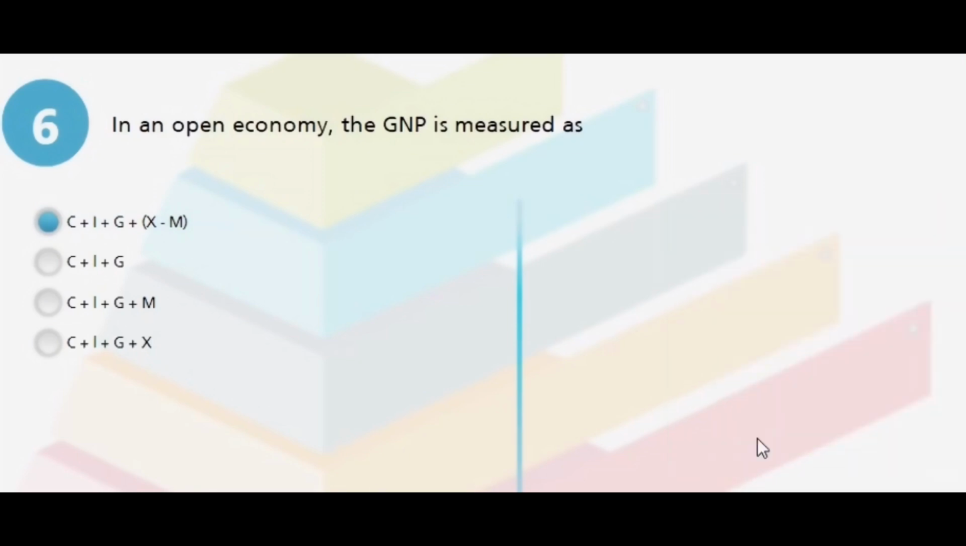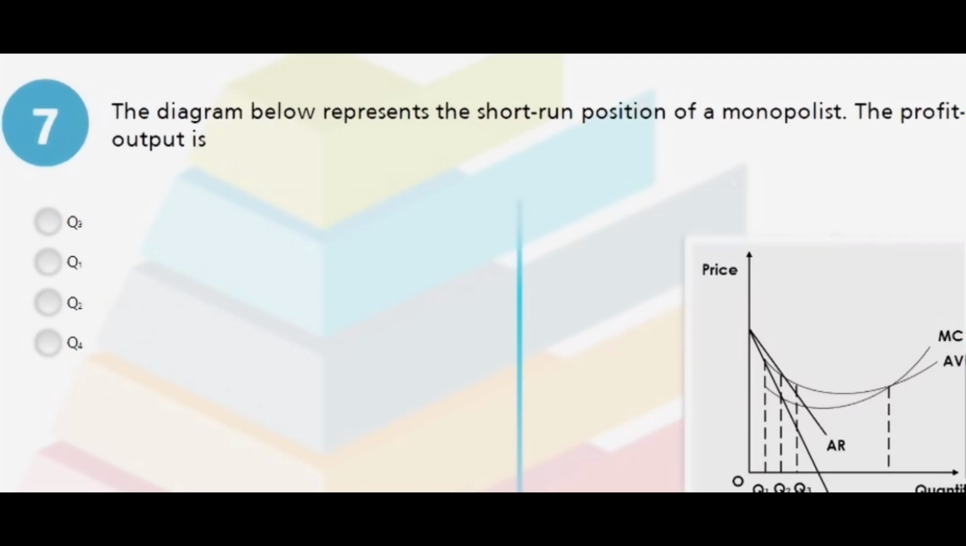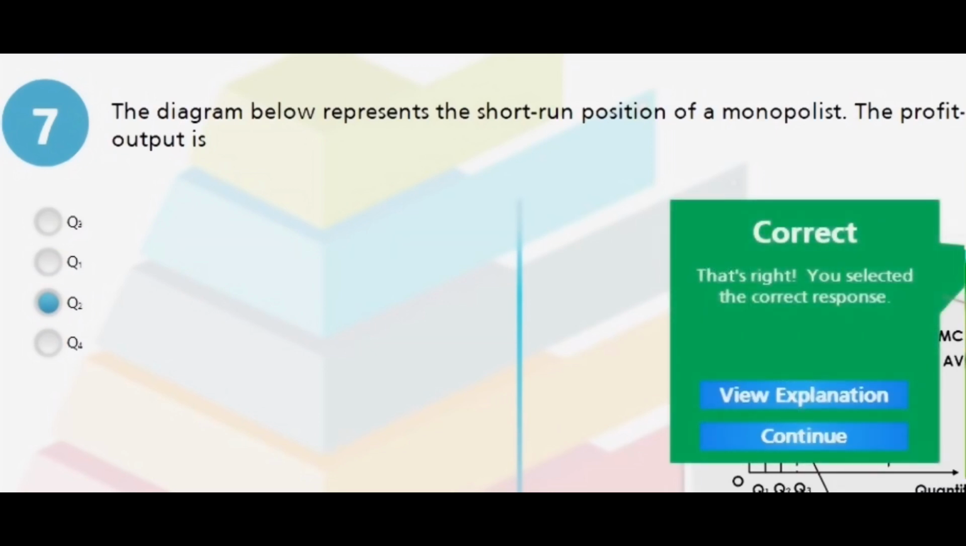Question 7. Now, question 7 says, the diagram below represents the short-run position of a monopolist. The profit maximizing output is what? Okay? The profit maximizing output should be the Q2 in the diagram. Locate the Q2. Yes, I'm going to pick Q2, which is C, as my answer. Alright.